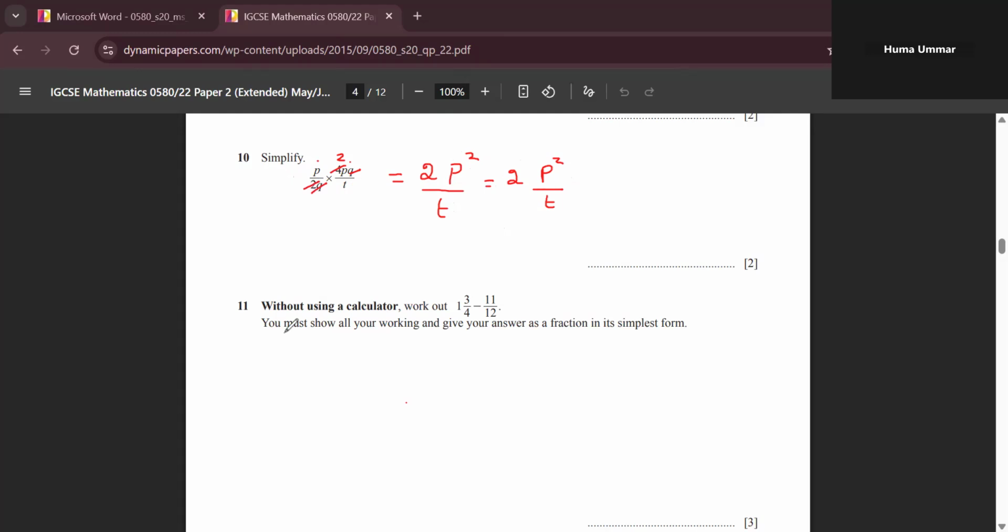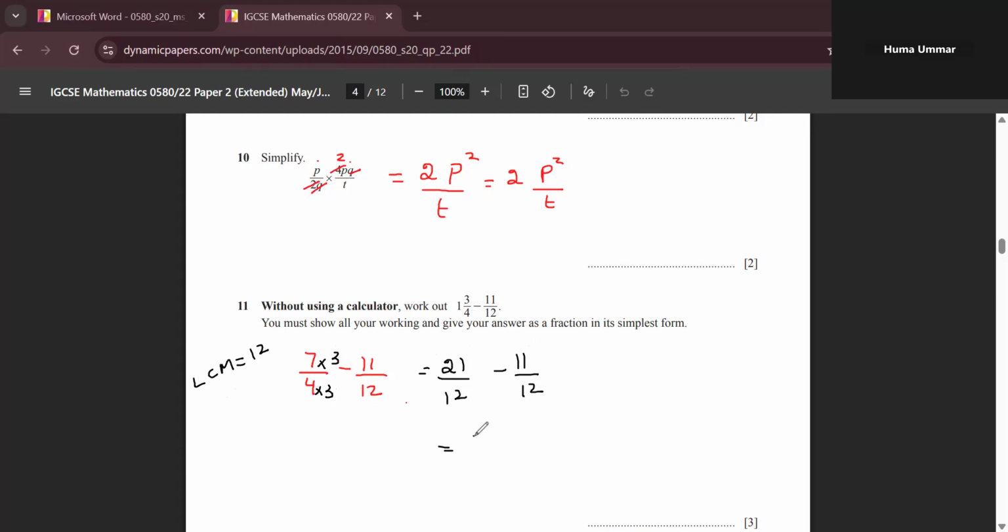Both are correct. Without using a calculator, work out this. Okay, 4 times 1 is 4 plus 3, so it will become 7 by 4 minus 11 by 2. The easiest method is to make the same denominators. To make the same denominator, we multiply by which number, so that the LCM should be 12. LCM is here, you can see LCM is 12, right? So let's make it 12. So multiply by 3 up, multiply by 3 down. So this will be 21 over 12. Here it will be 11 over 12.